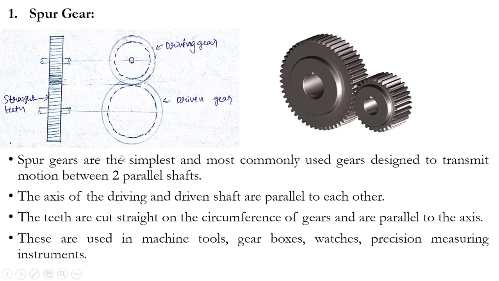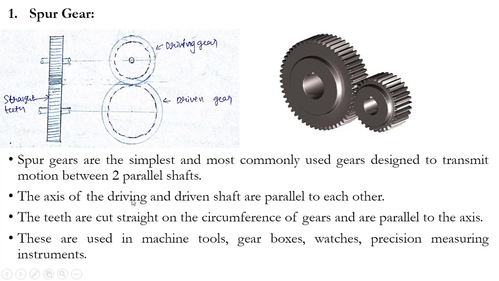What you need to write is only these four points along with this simple diagram. Show this simple diagram and show the driving gear, driven gear, and how the teeth are cut on the circumference of the gear. Next, write: spur gears are the simplest and most commonly used gears designed to transmit the motion or power between two parallel shafts. This is very, very important, as we are doing the classification only based on the position of the axis of the shaft, so we need to represent it clearly. So this spur gear will be used to transmit the power between shafts which are parallel to one another.